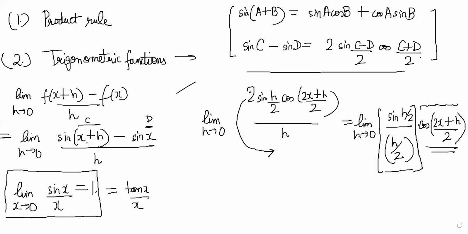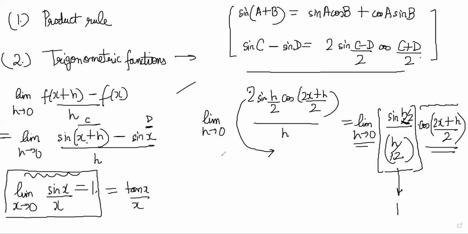Then see here, if h tends to 0, this part h by 2 also tends to 0, right? Yes, sir. And that angle is being matched here, right? They're the same thing, h by 2 and h by 2, right? Yes. So this is of the same form, right? Limit x tends to 0, sin x by x. If that is 1, then this should also be 1, no?